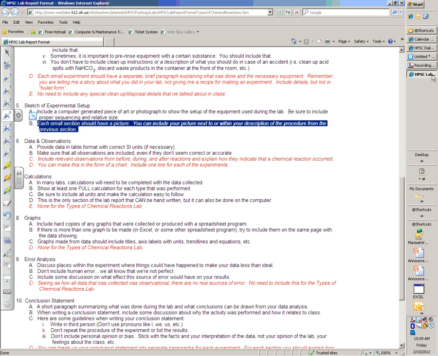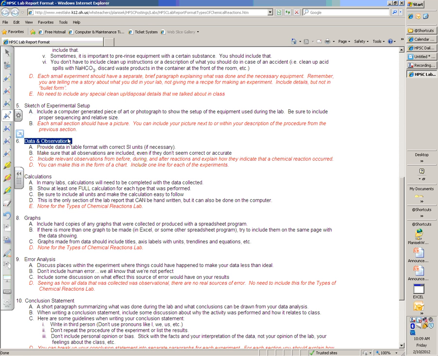All right. So we went through procedure. We went through sketch. Okay? The next section, data and observations. Data and observations. You can make this as a chart if you want to.